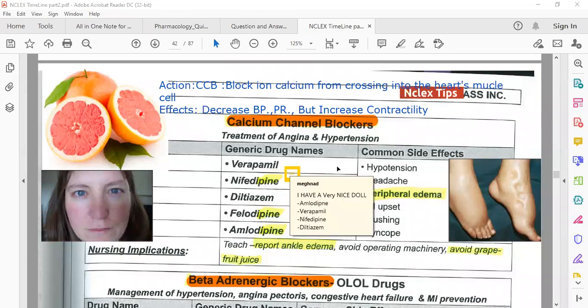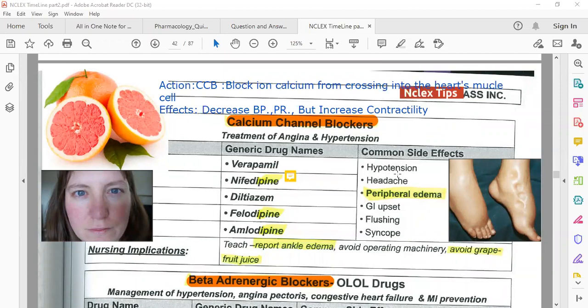So what are the common side effects? Calcium channel blockers can cause hypotension, so it is very important to monitor our patient. Also headache, and peripheral edema. You can see in the picture, we call it pitting edema, where fluid accumulates in the feet. Or GI upset, nausea, vomiting, diarrhea, and flushing. You see in this picture, cutaneous blood supply increases in the facial area. Also, syncope.